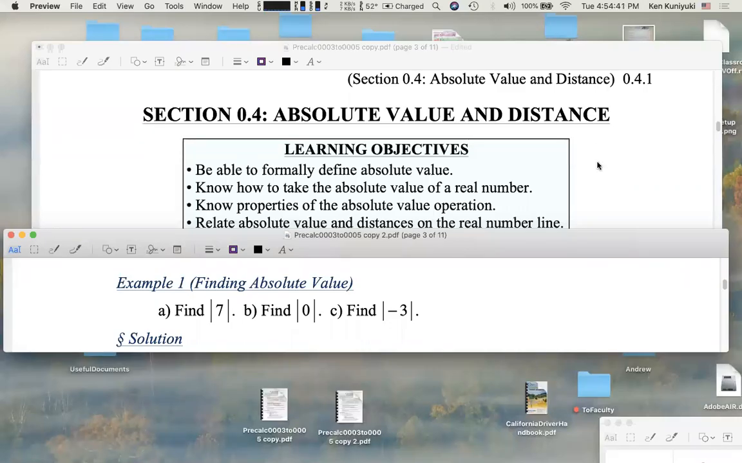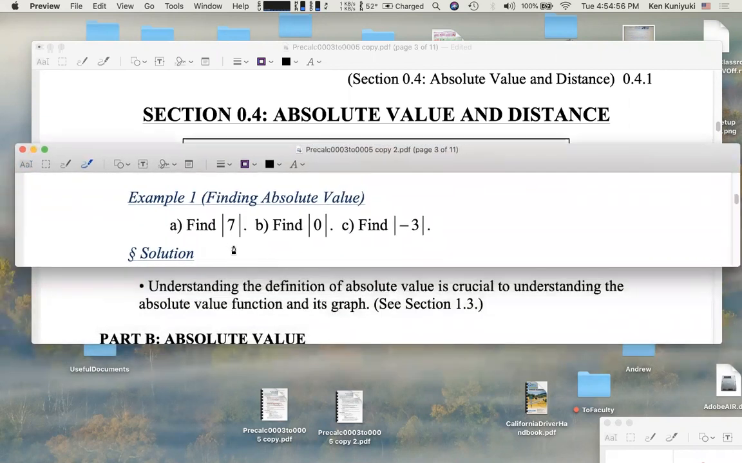Hi everyone. Section 0.4 is on absolute value and distance. Absolute value is a topic you think you know, but you don't, and you really do need to know it for calculus early on. Now let's start with an example to make you feel comfortable.